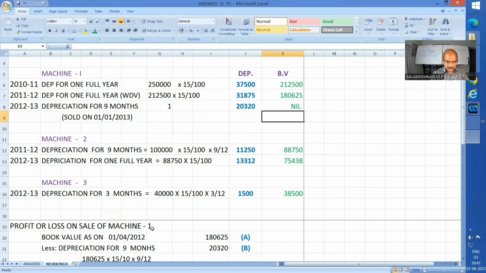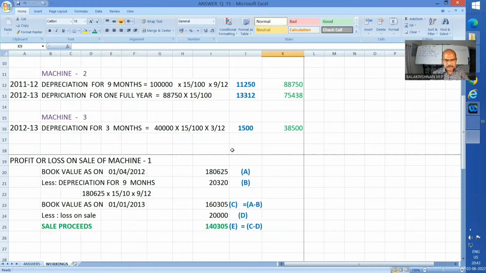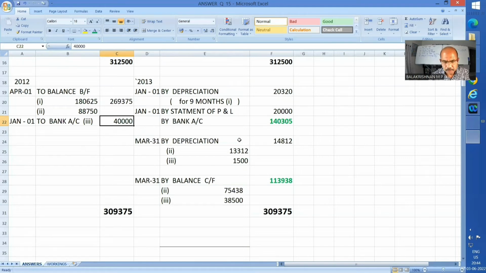Okay. And the third machine, how much have I shown? 1,500. How did I get it? Simple like that. That came into the picture only for 3 months. So proportionately I have calculated 40,000 into rate into 3/12. Because it has been purchased on which date? I bought another machine on the same date as the date of sale. On which date was it sold? On 1st January. So 1st January till the year end is 3 months. That's all. So 1,500. That also I am showing. Together it comes to this much.